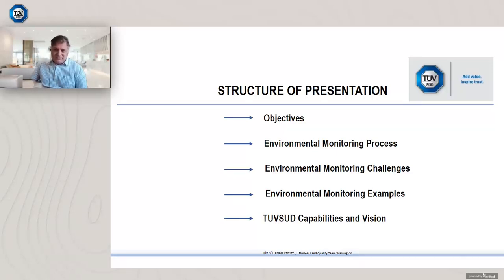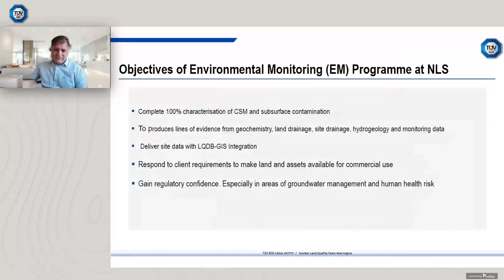And what's the environmental monitoring process? What are the challenges in environmental monitoring that I have encountered? What are the two of the finest examples that I can produce, and what are our current capabilities within our company, and what's the vision going forward?